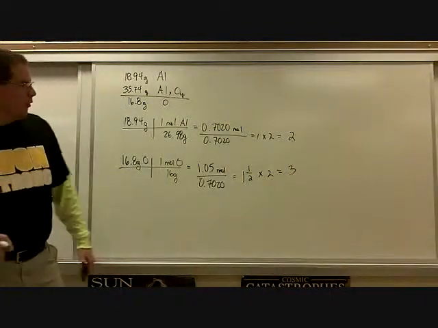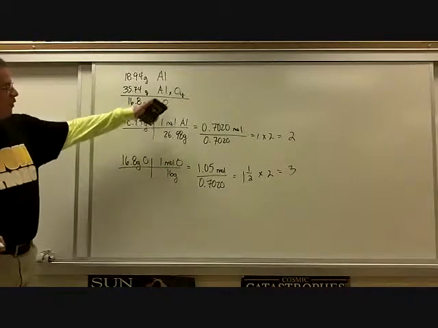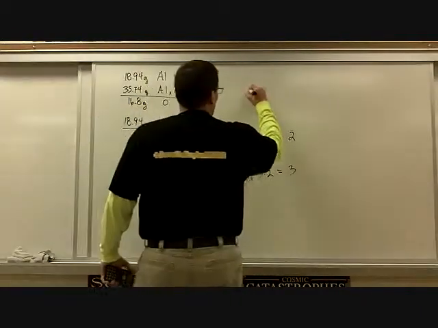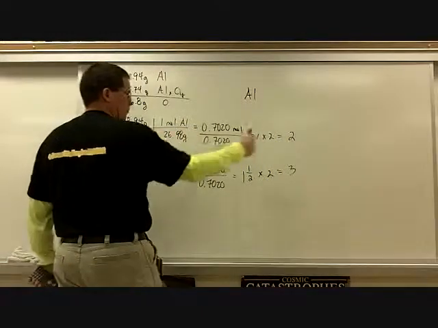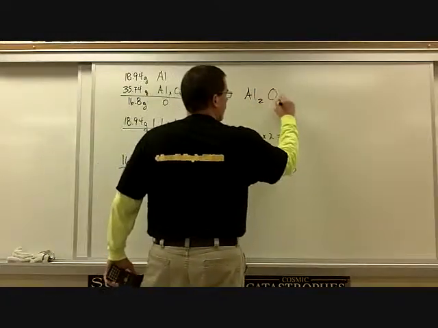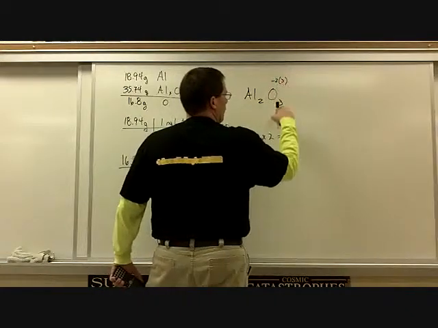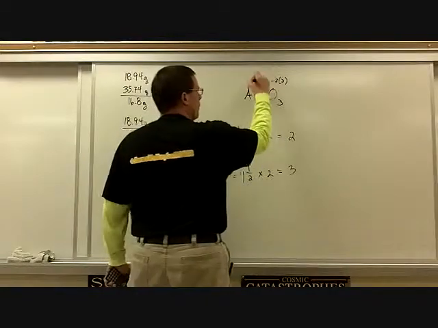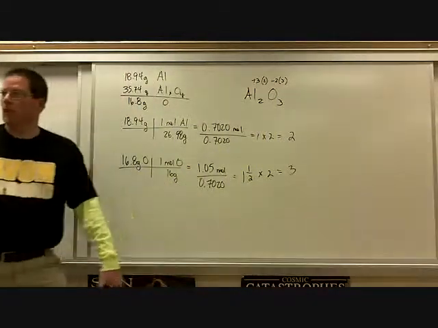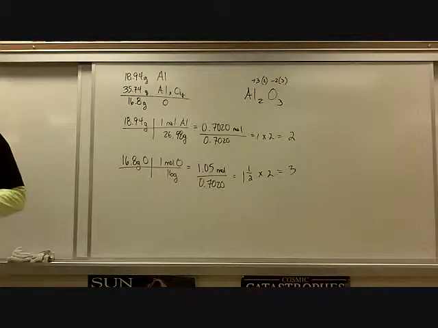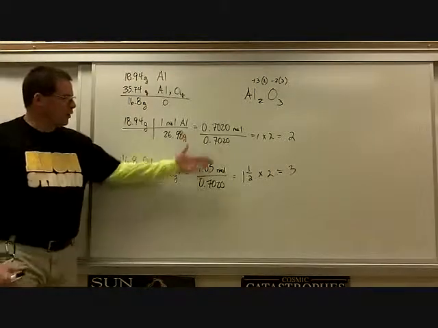Now, Keaton was saying, can't we just figure it out by checking? Of course, that's a good check. So we have how many aluminums? 2. We have how many oxygen? 3. And oxygen's -2, we have 3 of those. Aluminum, we have 2 of those, and what's the charge on each aluminum? +3. So that's a quick check. Why do we do all that work for that? To make you feel good about yourself, that you can do something.